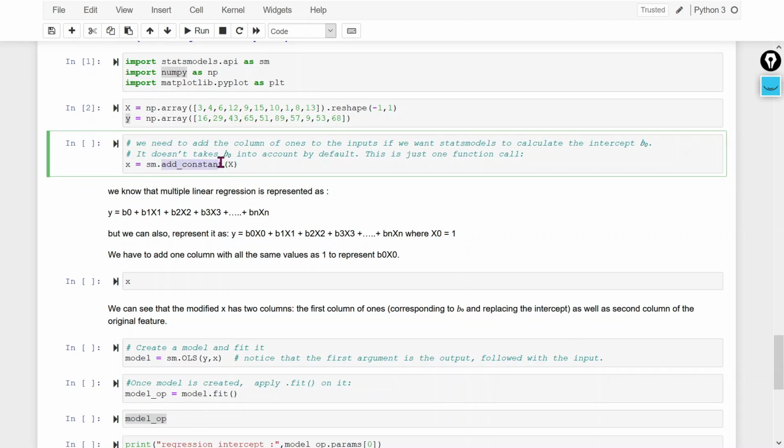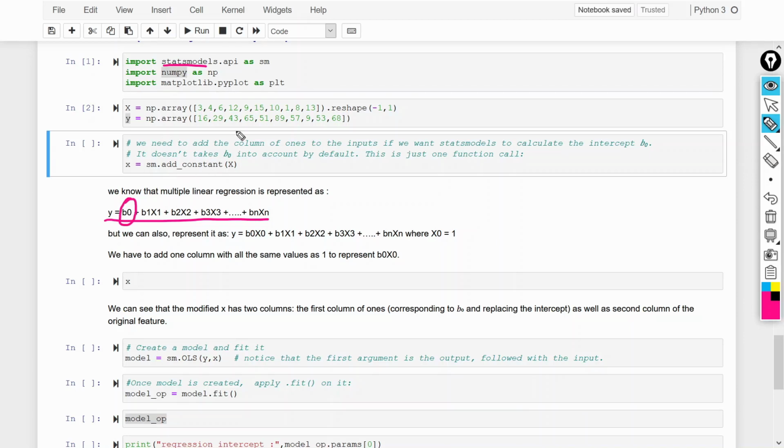Let's see why we use a constant. In linear regression, this is the equation of linear regression, we know that. But what happens once we use the statsmodels library? In the statsmodels library, beta naught is not available. That's why we have to add the intercept here. So that's why we are adding this particular constant intercept.